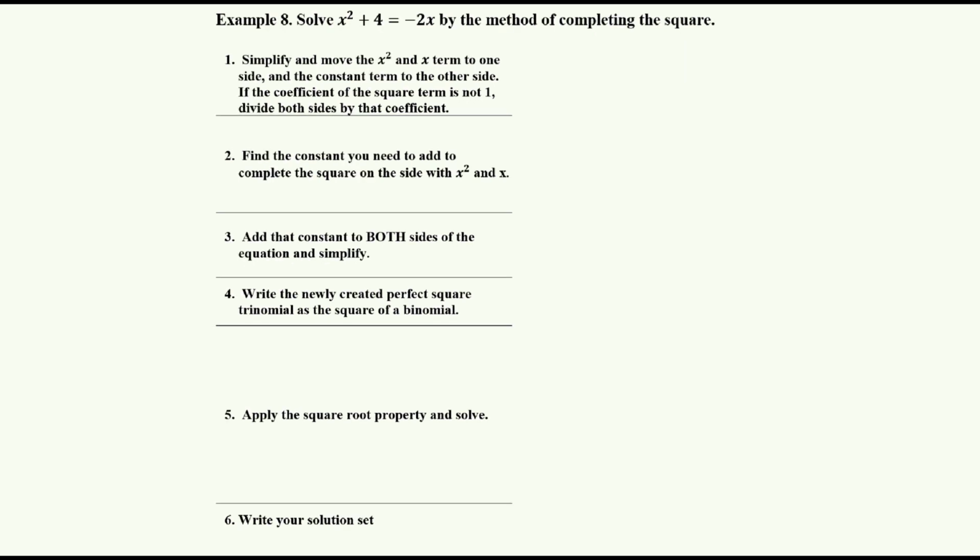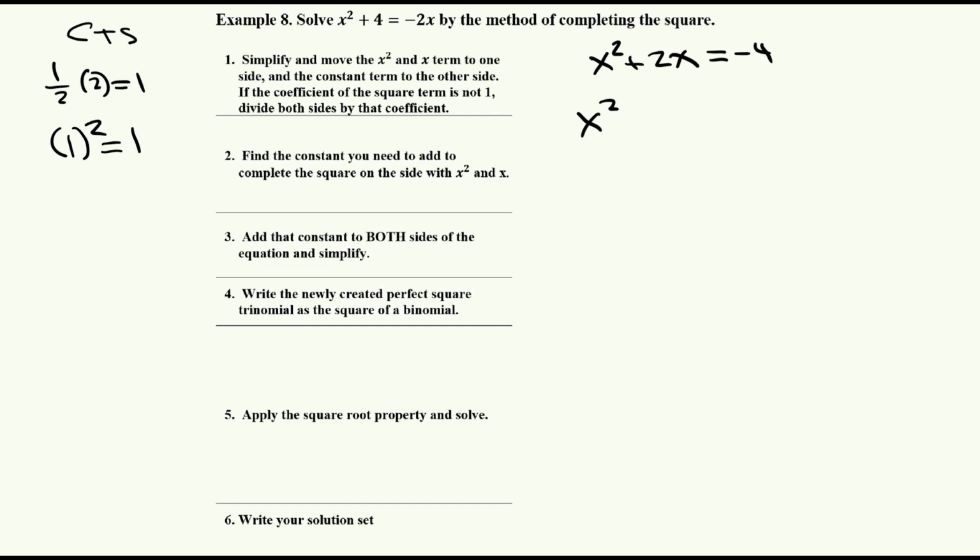Here we'll look at a problem that will end up giving us some complex solutions, but the approach will be exactly the same. We'll go ahead and get x squared and negative 2x on the same side, which will turn into plus 2x, and we'll get the 4 on the other side where it will become negative 4. So now we'll go ahead and complete the square. So we need to find 1/2 of 2, which is 1, and we're going to take the 1 and square it to get 1. So we need to add 1 to both sides of this equation.